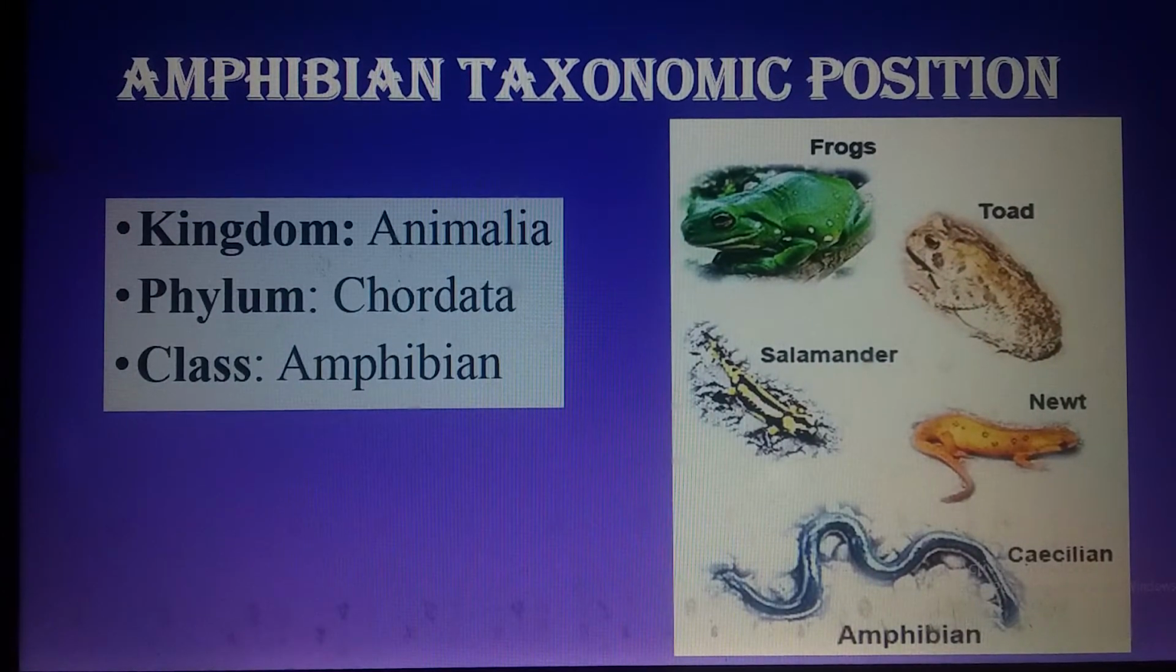Now, amphibian taxonomic position. Amphibians belong to the kingdom Animalia, as we know, phylum Chordata, and the class is amphibians. Why are they called amphibians? The word amphibian is derived from two words: amphi means both, and bio means life. So amphi and bio, both life.